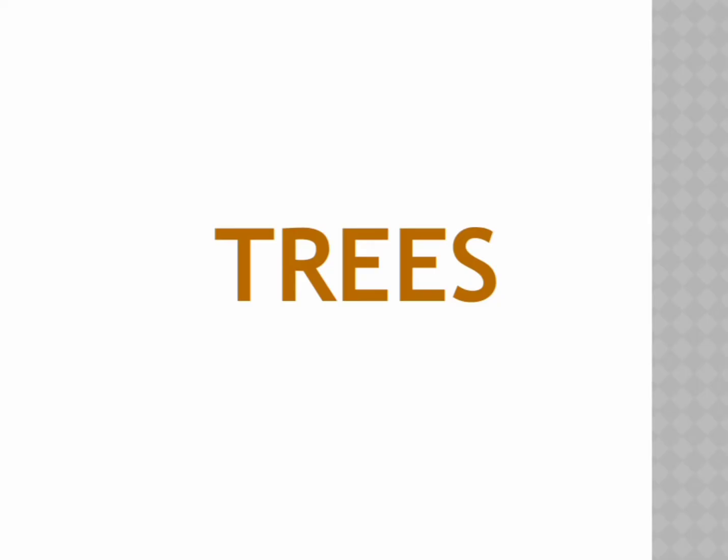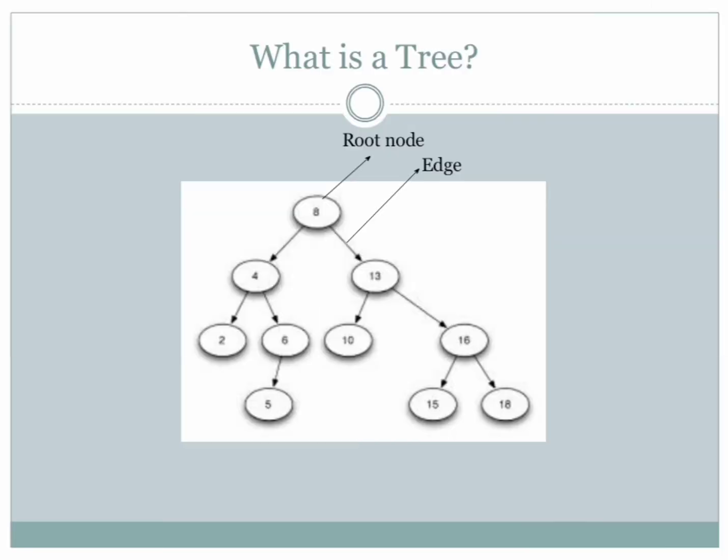In this video, let us see about one type of nonlinear data structures, that is trees. What is a tree? A tree is a collection of nodes and edges. In the diagram, you can see 8 on the topmost level. This is considered to be the root of the tree, the root node. It has more number of subtrees that are connected to the root by the edges.